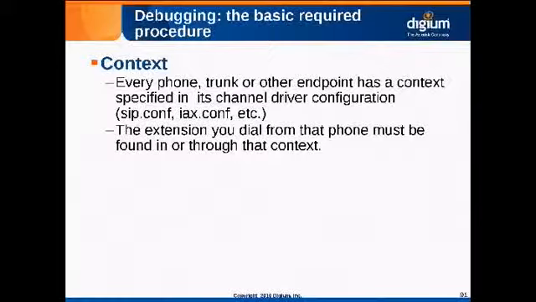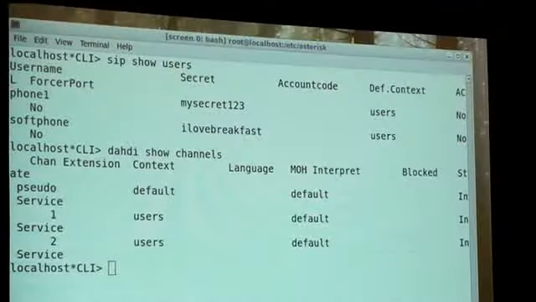On the SIP side of things, you could type sip show users, and you notice there's a column over there that says default context. That's going to say, hey, calls coming from this particular device, this SIP phone in this example, are going to come into the users context. That make sense? On the analog side, we could say dahdi show channels, and there's a context column there as well to show you which. So you see, in this case, we've got both the SIP phone and the 2 analog phones all pointed at that users context. That make sense? So the first thing I look at is the context.